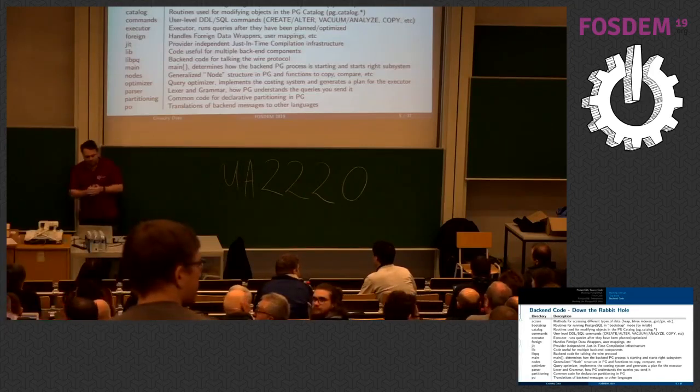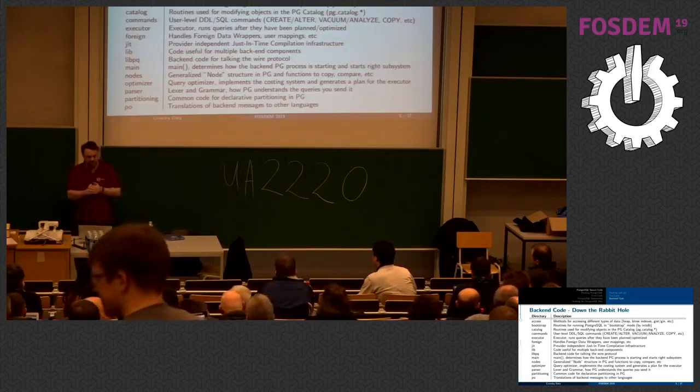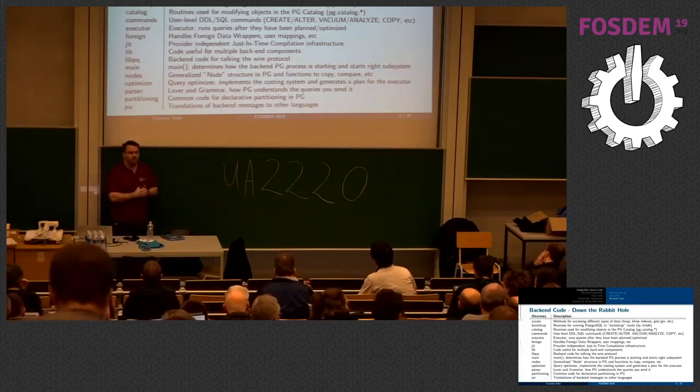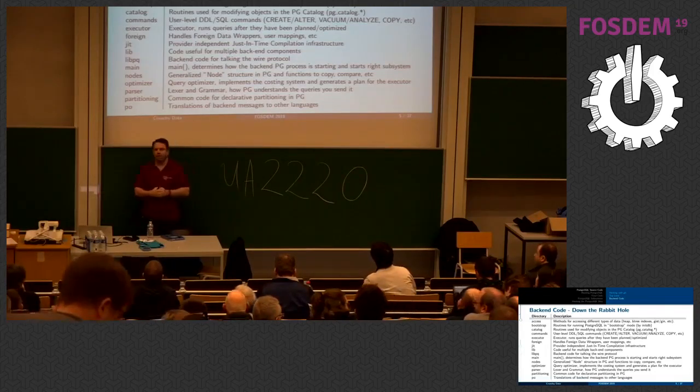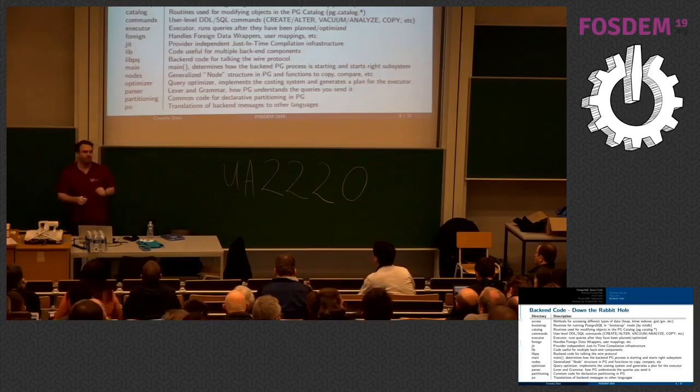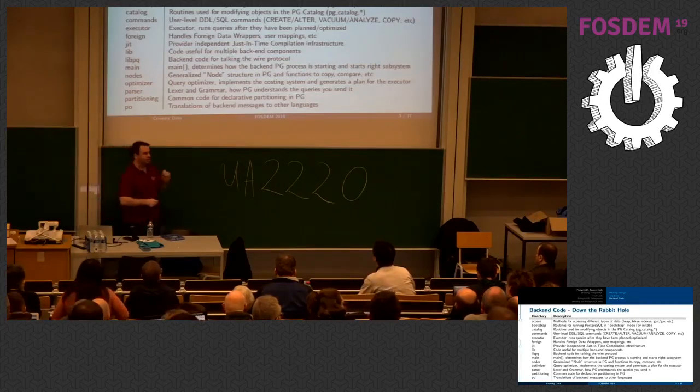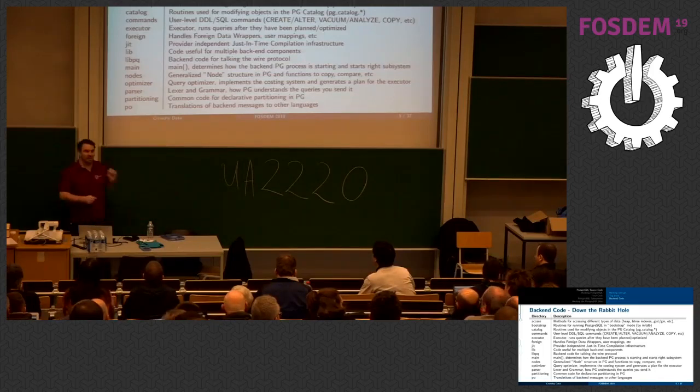All right, let's move on. So we talked about the executor. Let's talk about foreign data wrappers. Postgres has a system called foreign data wrappers. This allows Postgres, when you execute a query against the database, to go out and reach into another server and get data from it. That includes another Postgres server.